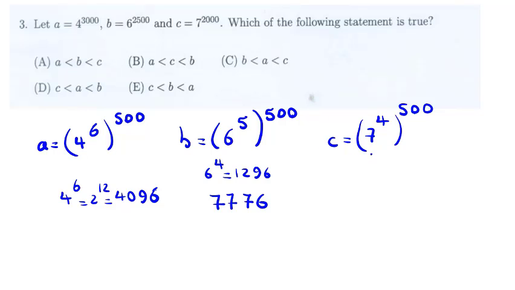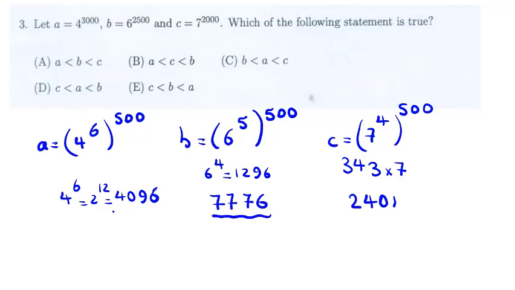Let's check this one. 7 times 7, 49. 7 times 49 is 343. 7 times 4 is 28 plus 6 is 34, 3 times 7 equals 21. We have 2. 7 times 4, 28 plus 2, 30. We have 3. 7 times 3, 21, plus 3 is 2401.